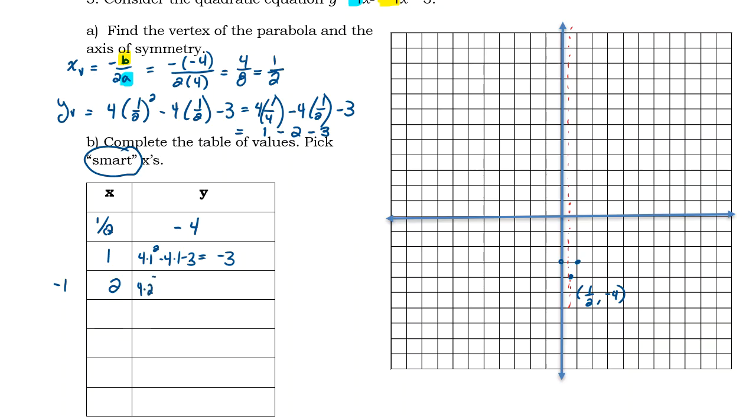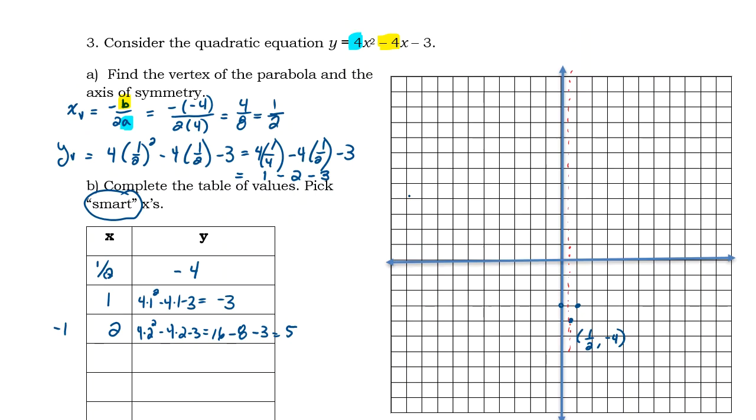So 4 times 2 squared minus 4 times 2 minus 3. Let's see, 2 squared is 8 times 4. No, sorry, I got ahead of myself. 2 squared is 4, times 4 is 16, minus 4 times 2 is 8, minus 3. 16 take away 8 is 8. Take away 3 is 5. So this is a very steep parabola, which we would expect from this coefficient of 4. When that a value is greater than 1, then our parabola becomes steeper than the standard y equals x squared, or thinner.